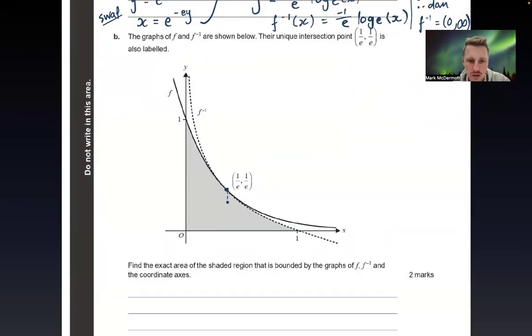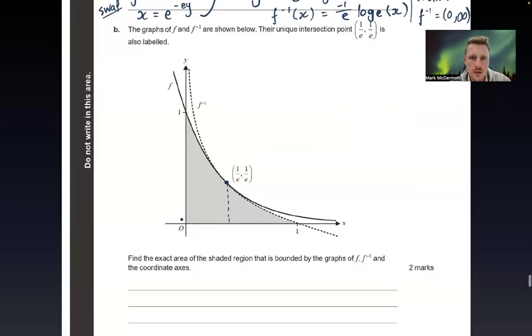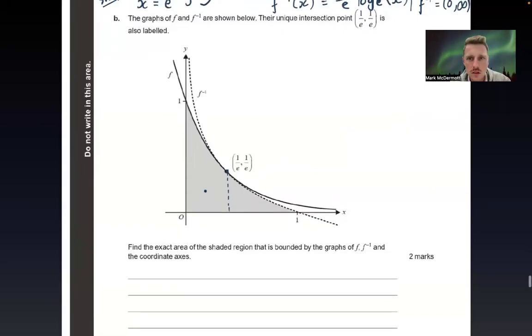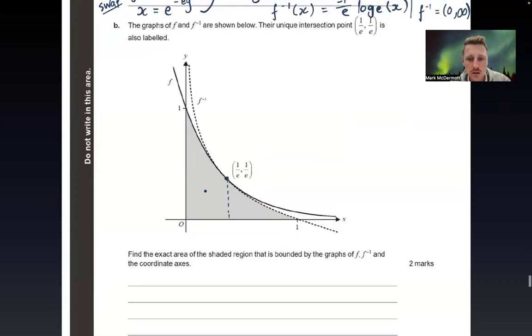Okay, I reckon what you do here is you break this up into two regions. So let's do the integral. Let's do the integral of f from 0 to 1 on e, f of x dx, plus the integral from 1 on e to 1 of f inverse of x dx.